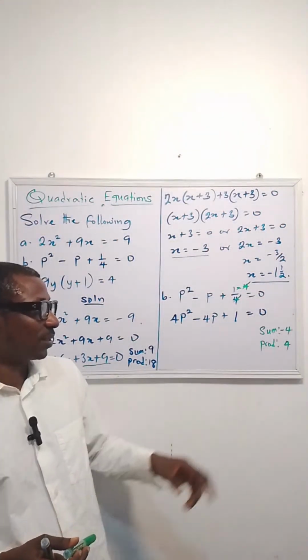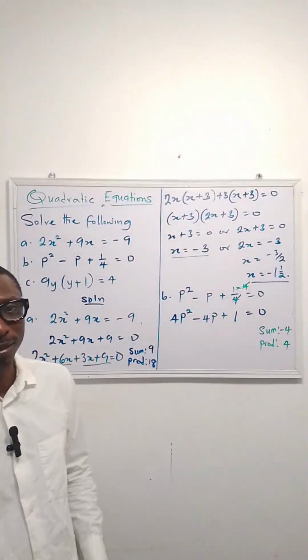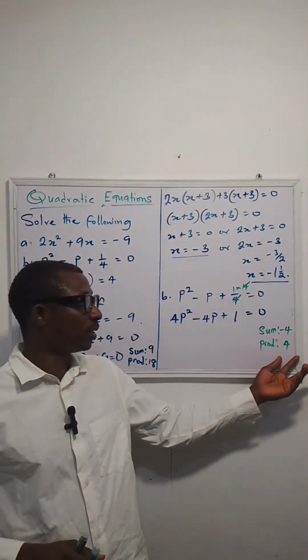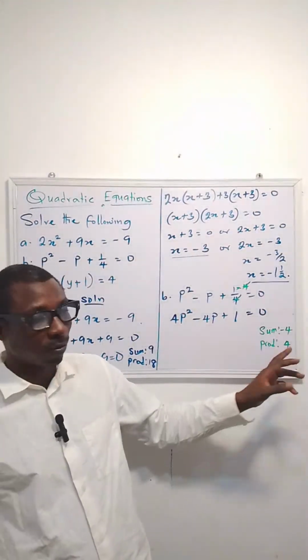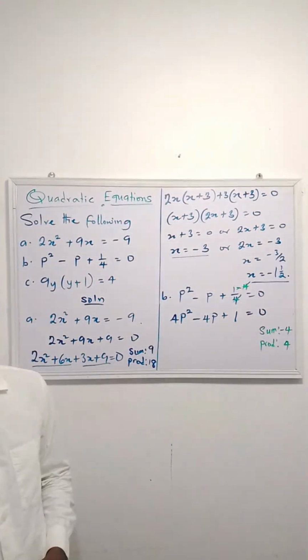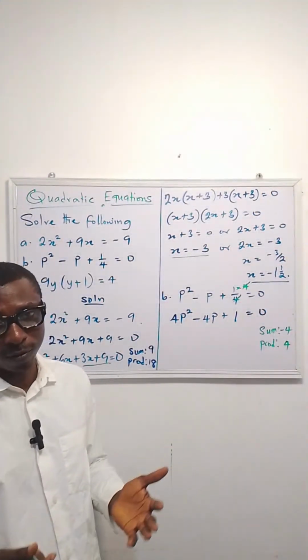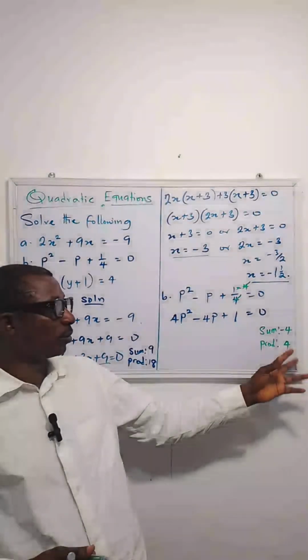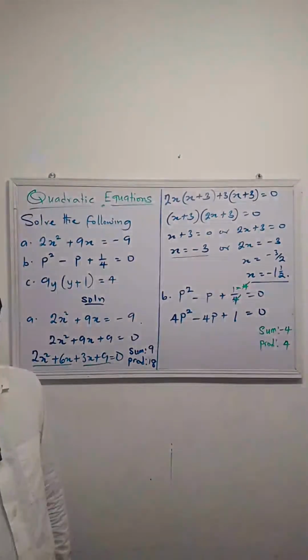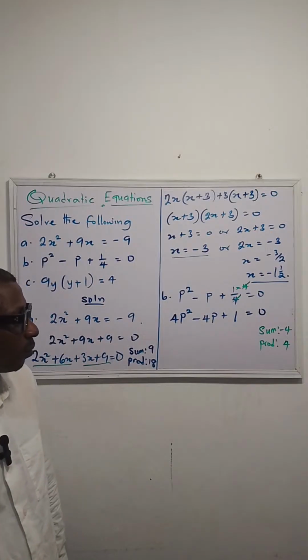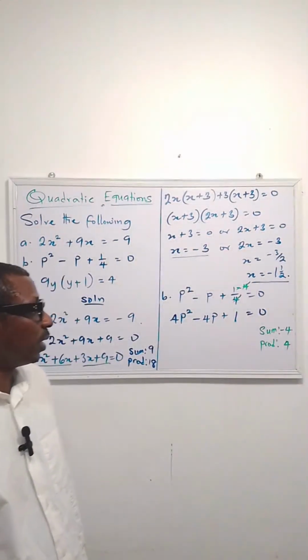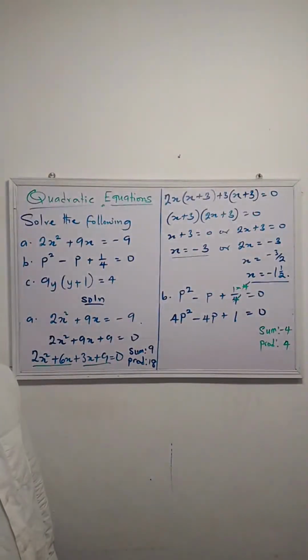Okay, so what are the two answers? Don't forget what I told you. Begin to think of factors of 4. Factors of 4. So we have plus or minus 1, plus or minus 2, plus or minus 4. So how do you combine that to give you this? Let's begin to think of those numbers. I want you to drop your answer in the comment section.